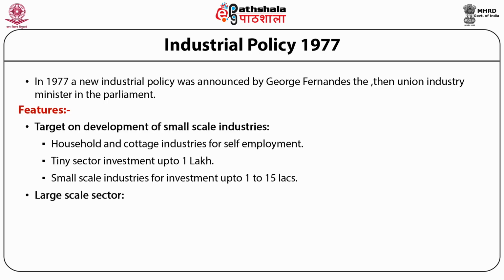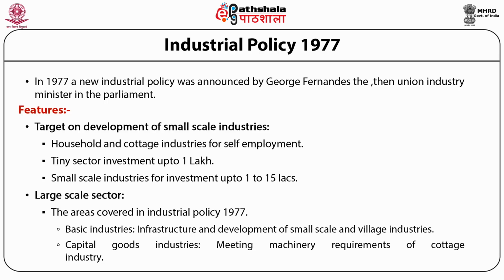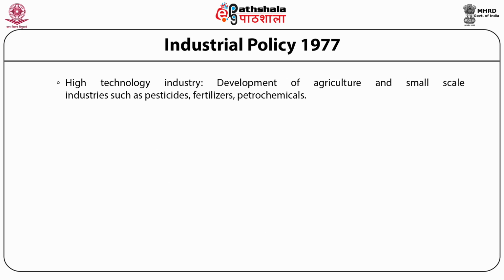As far as the large-scale sector is concerned, the areas covered in the Industrial Policy 1977 were the basic industries, that is infrastructure and development of small-scale and village industries, and capital goods industries, that is meeting machinery requirement of cottage industry. In case of high technology industry, development of agriculture and small scale industries like pesticides, fertilizers and petrochemicals were included. To restrict the control of big business houses was another objective under this policy.